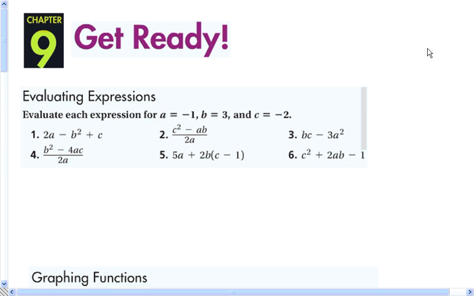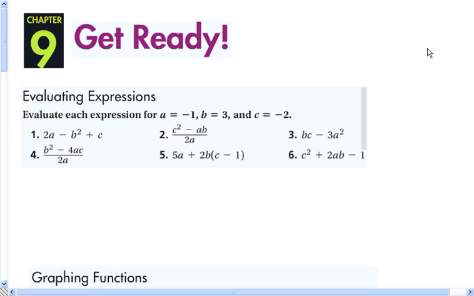Students, this is lesson 9.1. We're starting chapter 9, which is quadratic functions. And we're going to start with just a little bit of review of some of the things that you need to know to be successful in this chapter. I'm just going to do one from each set here.